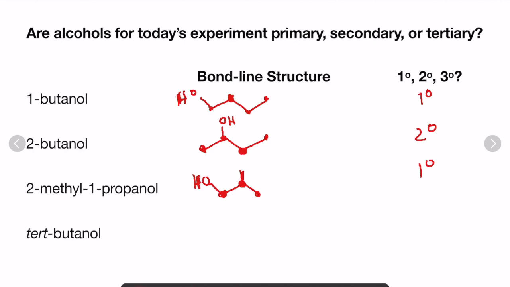And then tert-butanol. Hopefully you remember that tert-butanol looks like this. So this is the carbon attached to the OH group, and then we have 1, 2, 3 R groups, so that makes this tertiary. So depending on whether the reaction works the best with the tertiary or the primary alcohols, you can figure out which mechanism it is.